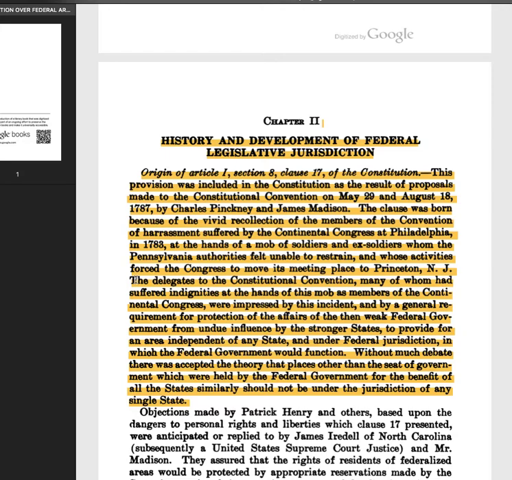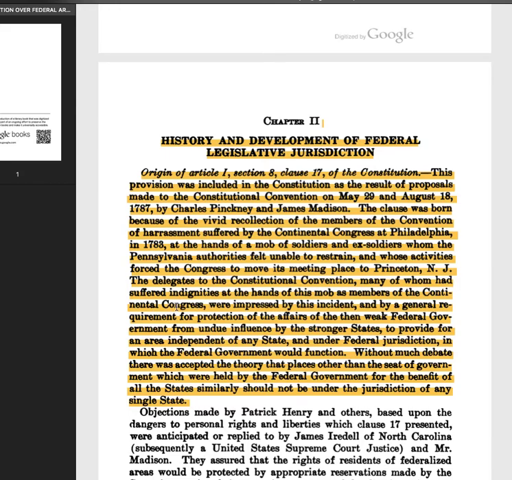The delegates to the Continental Convention, many of whom had suffered indignities at the hands of this mob as members of the Continental Congress, because I believe Pinckney, I think he was the guy that was tarred and feathered because people believed him to be a loyalist.